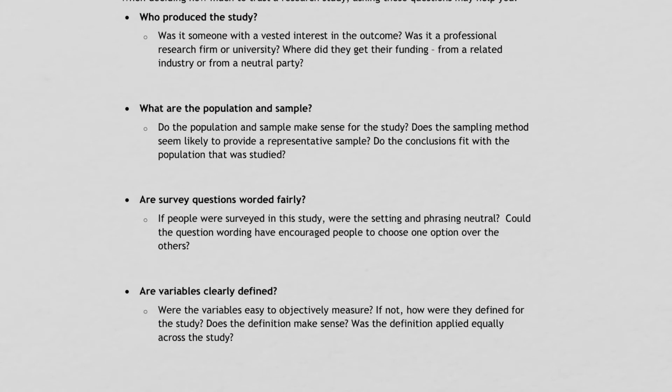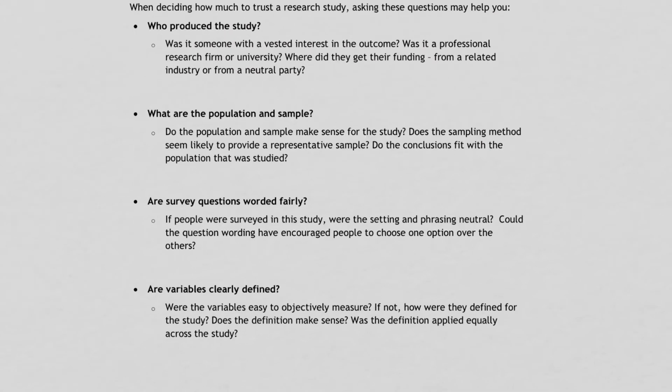What are the population and sample? The population is the entire population that's being studied, and the sample is the small group that you actually do the study on. Let's say we're trying to find out the average number of pets that Americans own. You're not going to interview every single American. So Americans would be the population. The sample would be the ones that you actually interviewed.